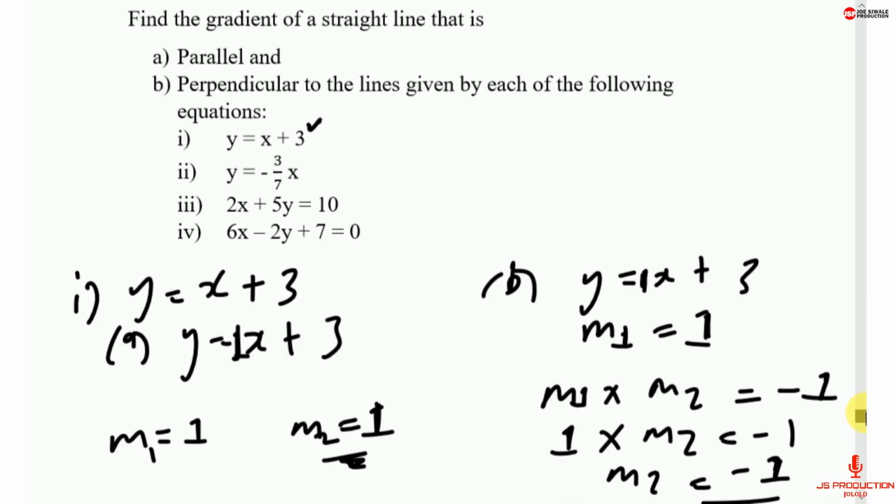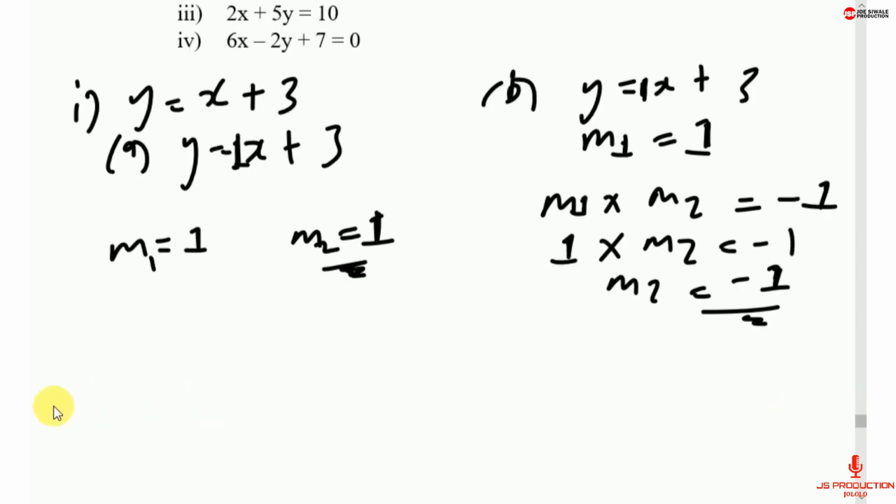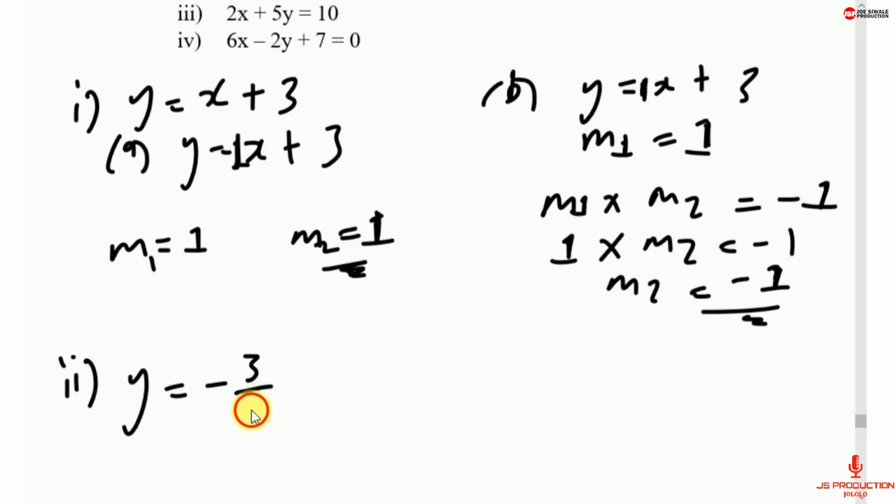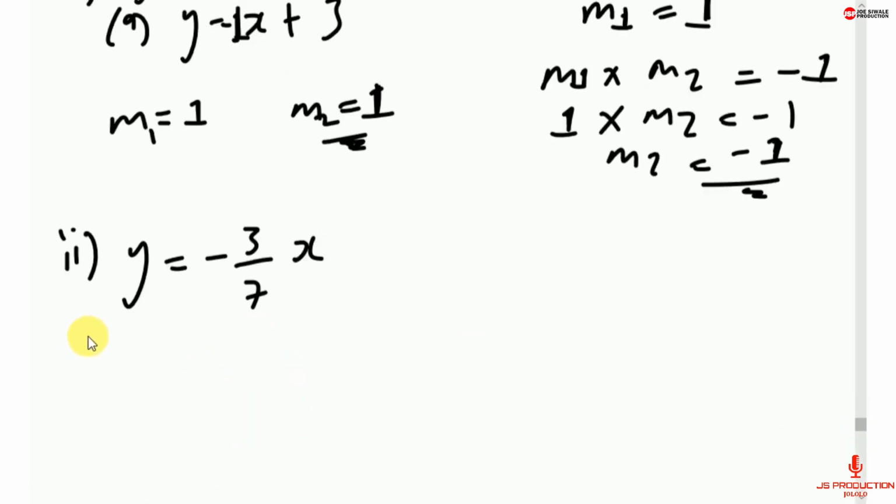Let us look at Roman numeral 2. y is equal to -3/7x. To find the gradient of the parallel line, we know that our gradient there is -3/7, so our m2 will be equal to -3/7, since parallel lines have the same gradient.